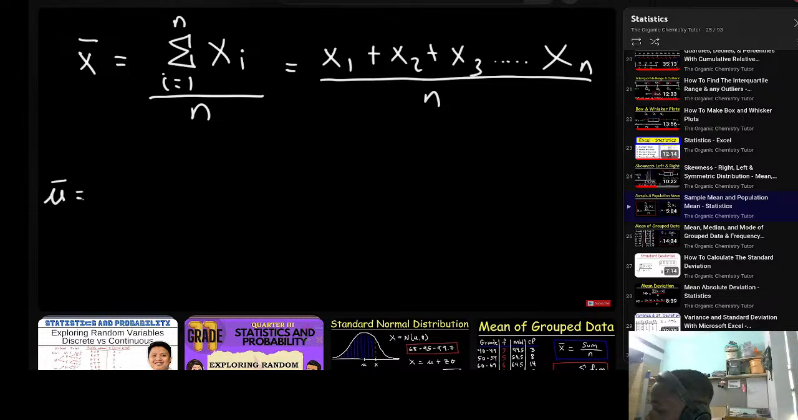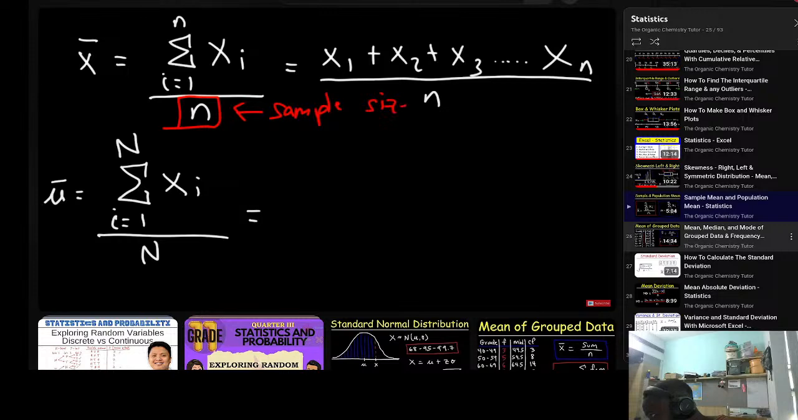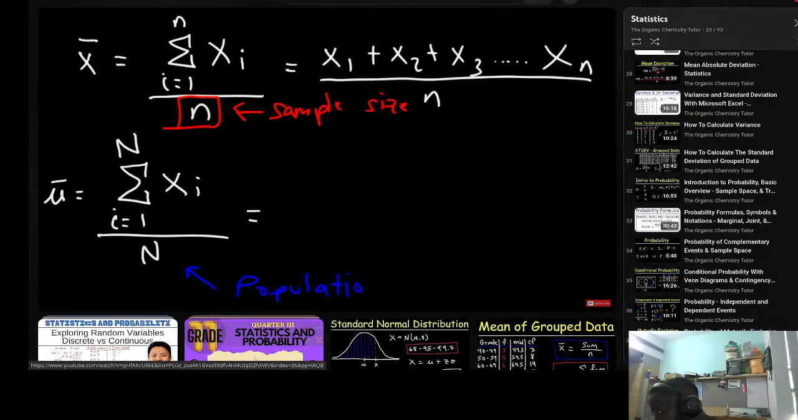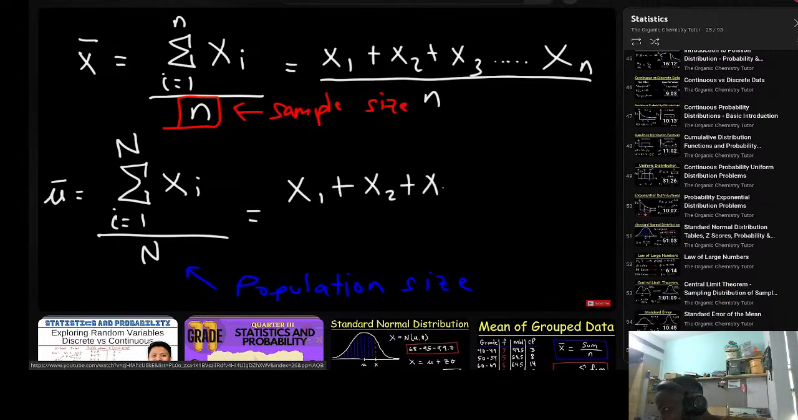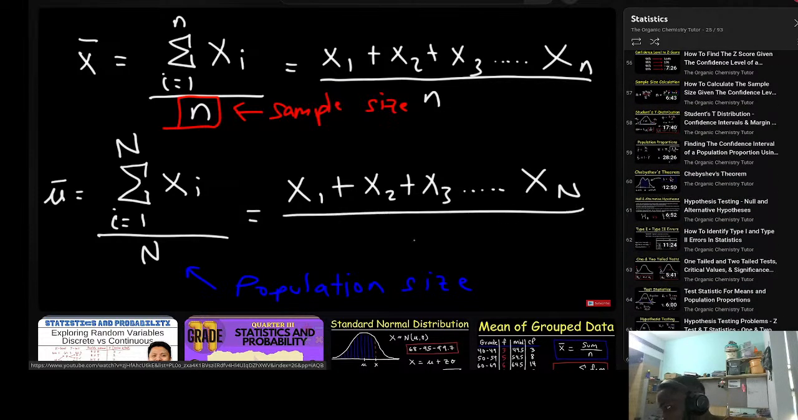Now for the population mean, the formula is very simple. The only difference is that we're not going to be using lowercase n, but we're going to be using capital N, which represents the size of the population. Lowercase n represents the size of the sample. So let's write that, sample size, and this is the population size. Now the rest of the formula will be very similar to what we have above. It's going to be x1 plus x2 plus x3 all the way to xN, but we're going to use capital N divided by capital N.